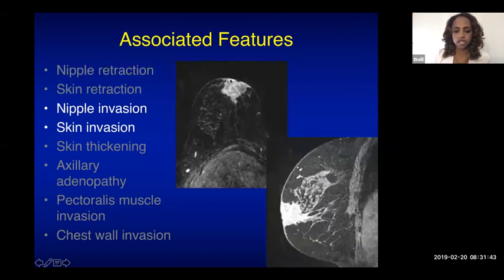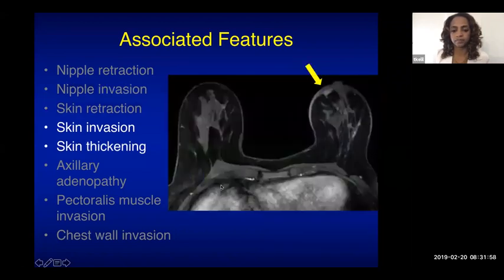Nipple and skin invasion. It's important to note this because it might preclude the patient from getting a skin sparing mastectomy. So if you see the skin or the nipple enhancing or being invaded by the disease, it's important to mention that on your reports. Skin thickening and skin invasion again.